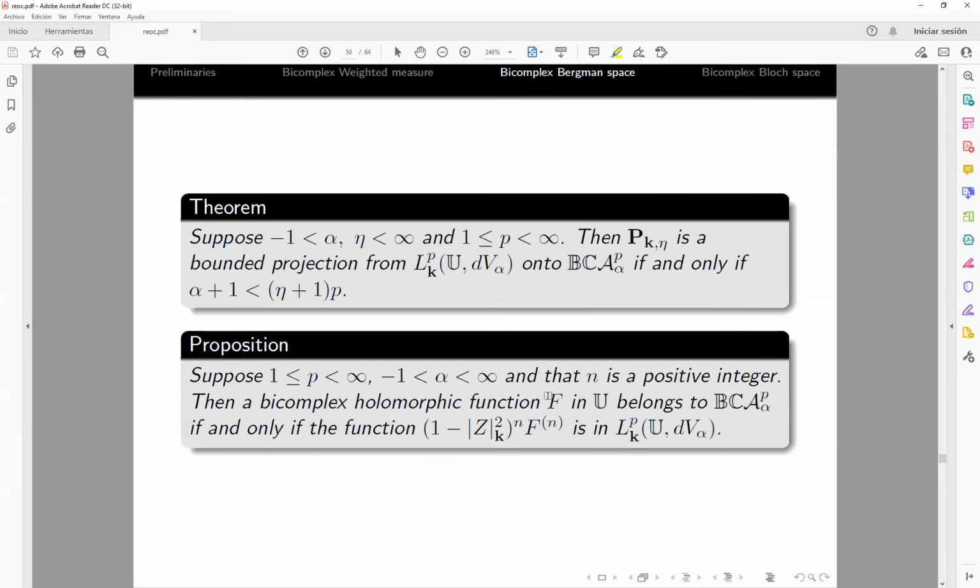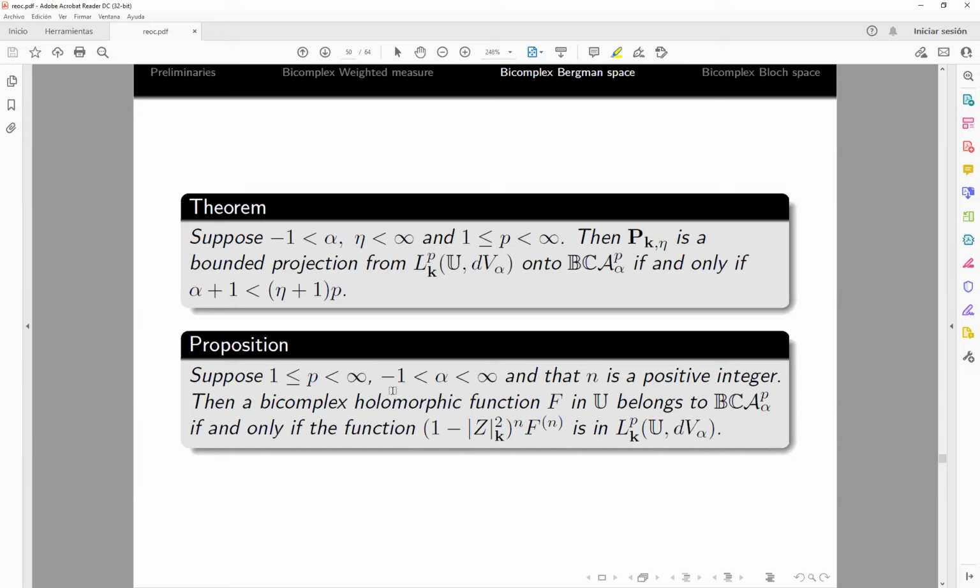Now we can also prove these two results, very similar to the classical results. If alpha and eta are greater than -1 and p is greater or equal than 1, then our Bergman projection is a bounded projection from the respective LP space onto our respective AP Bergman space if and only if alpha plus 1 is less than eta plus 1 times p.